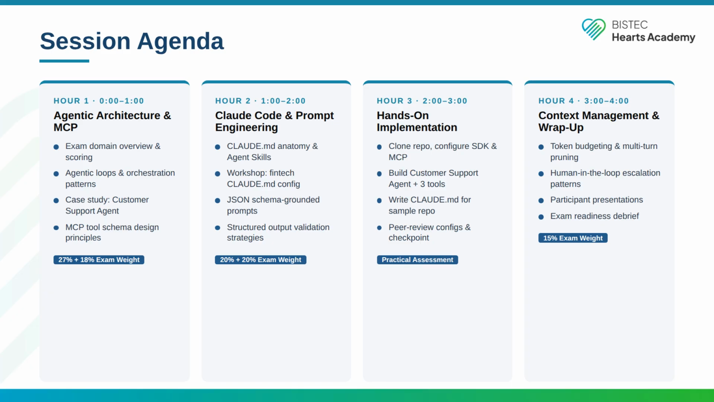The exam weight distribution matters for how you prioritize your study time. Agentic architecture at 27% is the single largest domain. It underpins everything else. But all 5 domains are assessed, so depth across the board is what distinguishes exceptional candidates from proficient ones.